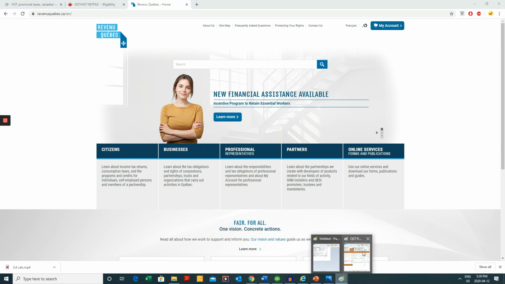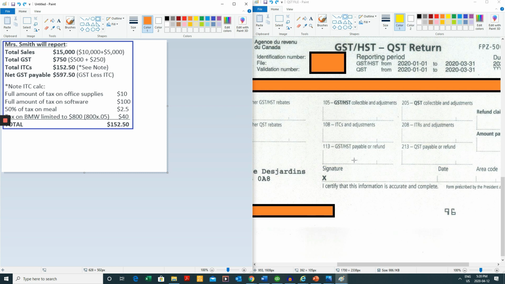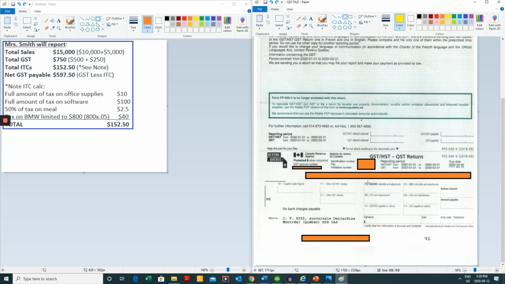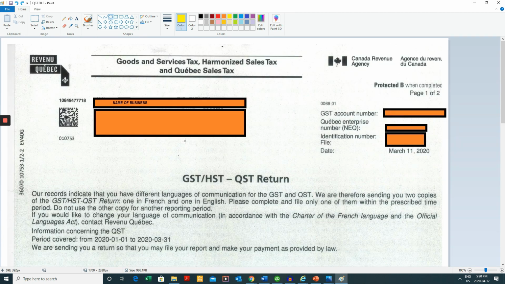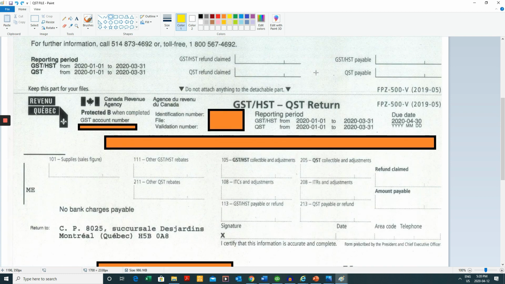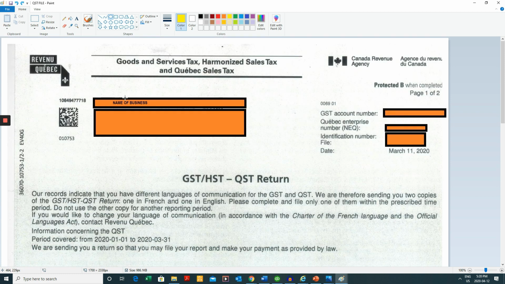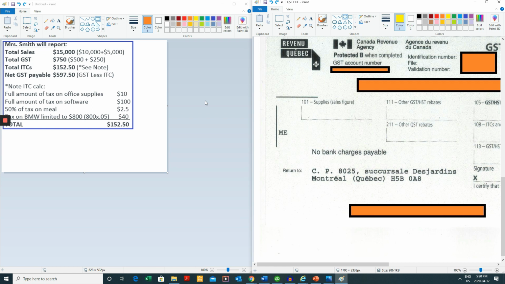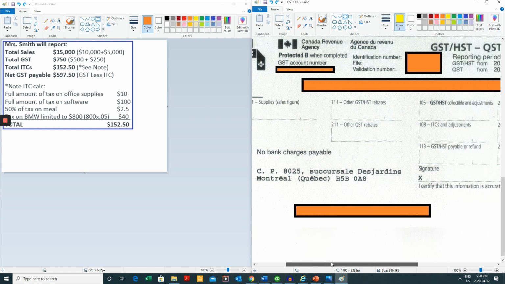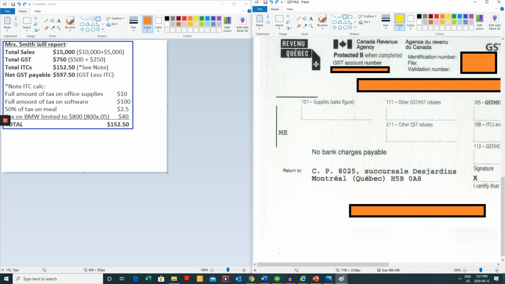But if you choose not to do it online because you're not comfortable or for whatever reason, you'll be receiving a form in the mail that looks something like this. This is, for instance, if you're in Quebec. If you're somewhere else, like say Alberta, it'll just say CRA or Revenue Canada, but essentially it's the same thing. There'll be information where they want specific items or boxes to be completed. So if we use our example from Ms. Smith, we're going to have to provide the government with information relating to total sales.